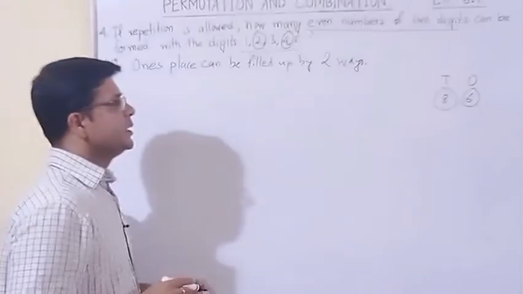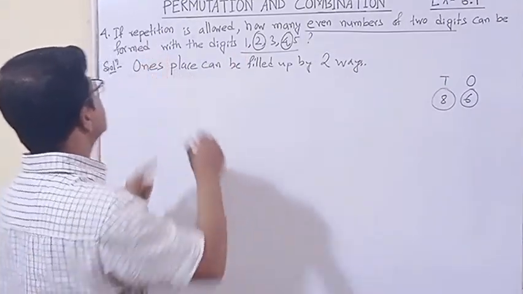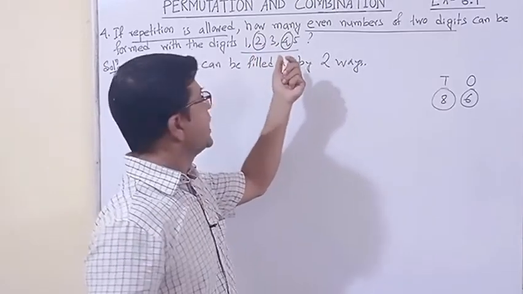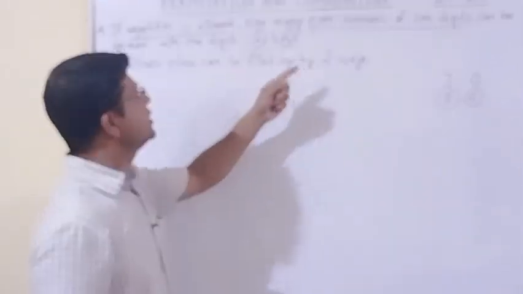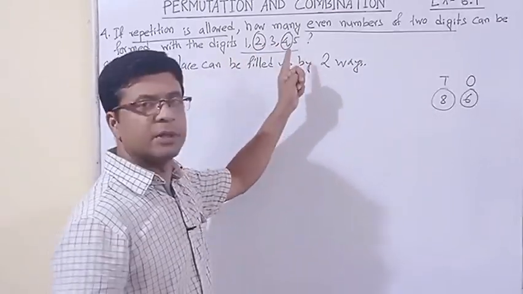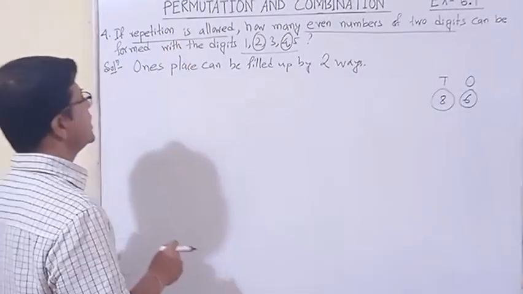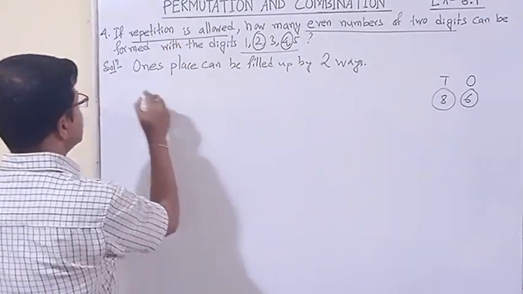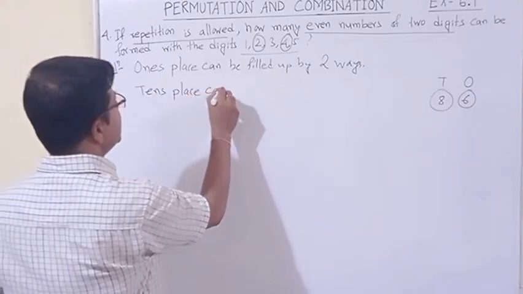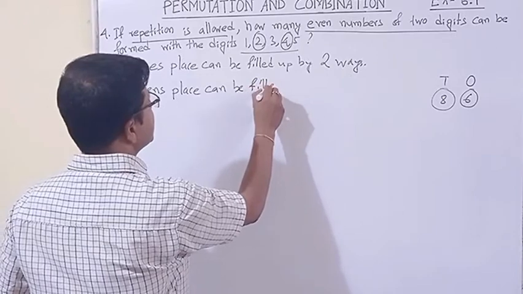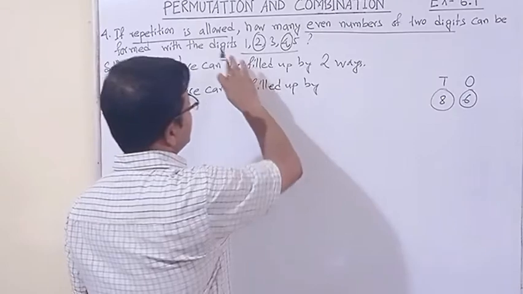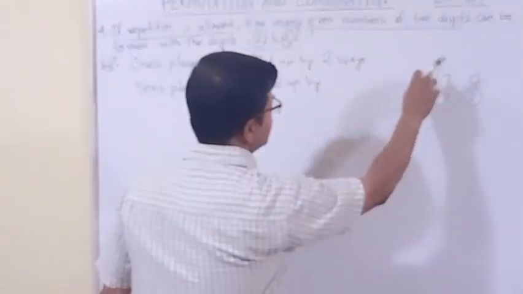Okay, now here the question says repetition is allowed. That means in the tens place again you can take these 2 digits. Again you can take, because it is said repetition is allowed. It is not that because you have taken these 2 in the ones place, this will not be allowed. This will be allowed because it is mentioned in the question. Now let us fill up the tens place. In how many ways can the tens place be filled up? By all these digits, the tens place can be filled up.